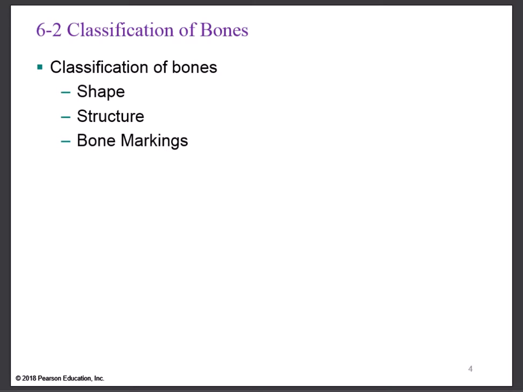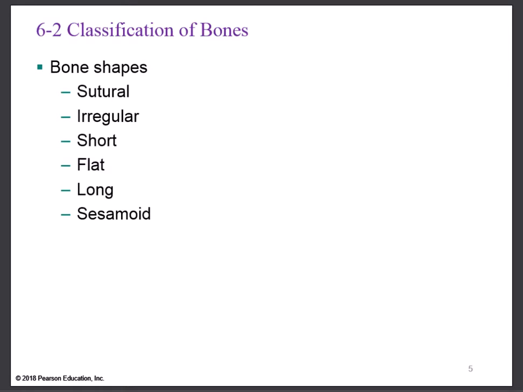So we're going to classify bones 3 different ways. The first method is classifying bones by shape. Then we're going to classify bones by structure. We're actually going to compare a long bone to a flat bone. And then finally, we'll classify bones by different bone markings that are on the bones. So let's take a look at the classification by shape first.